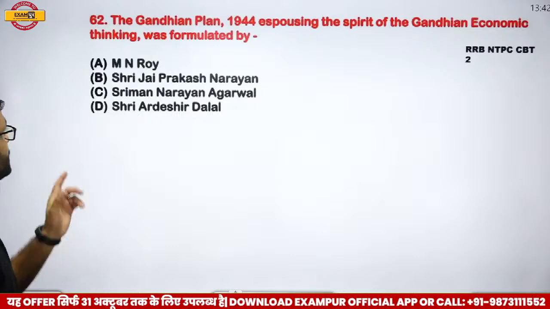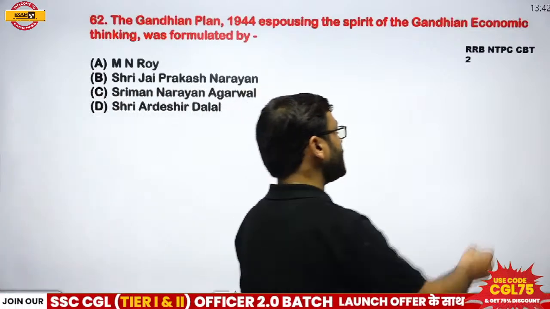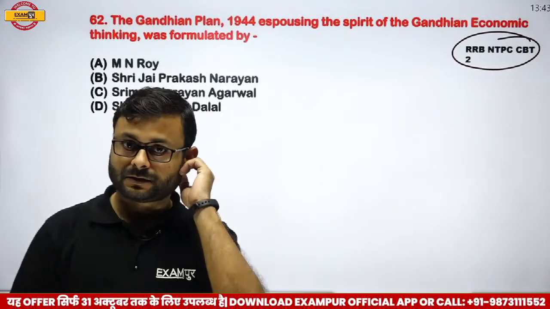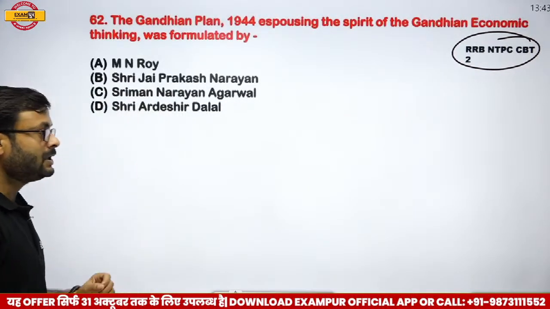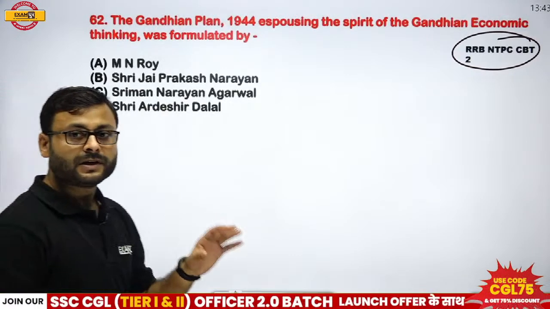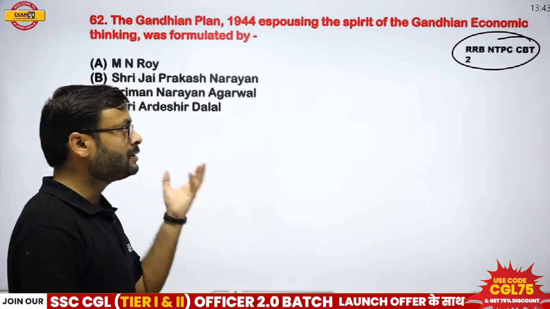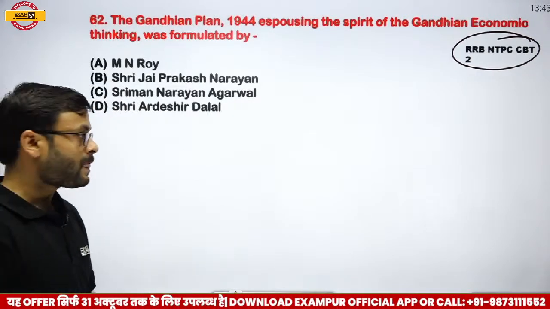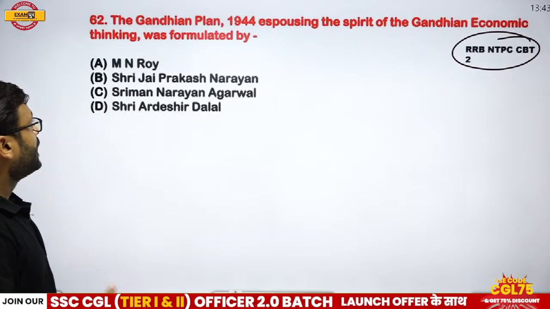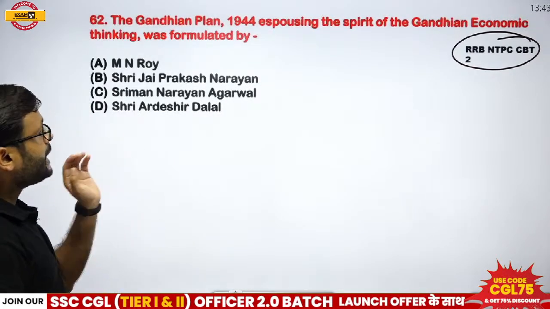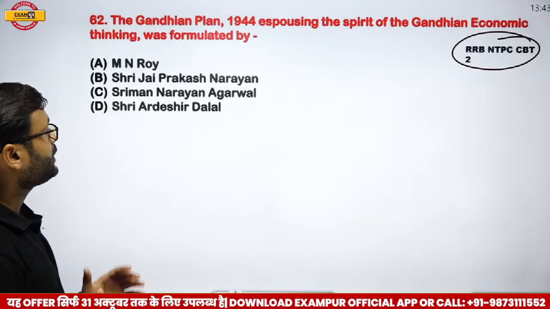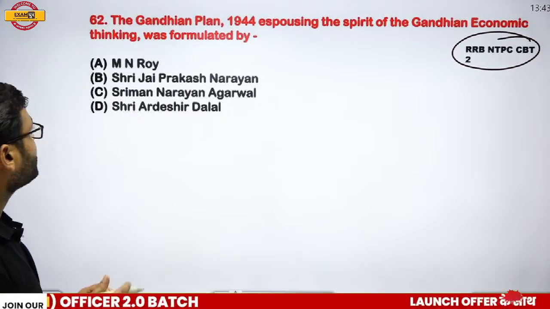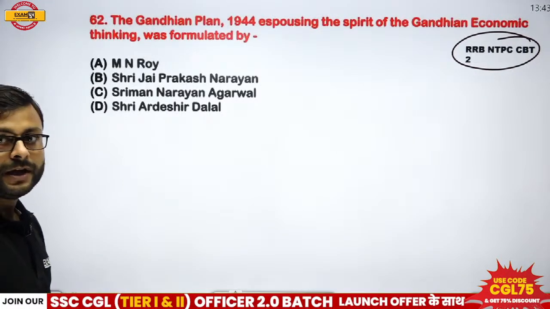Now come to the next question, which was asked in the RRB NTPC CBT2 exam. All the questions taken in this session are expected to come in the next examination or were asked in previous examinations of various central government and state government exams. Here comes the next question: the Gandhian plan that was published in 1944, espousing the spirit of Gandhian economic thinking, was formulated by.